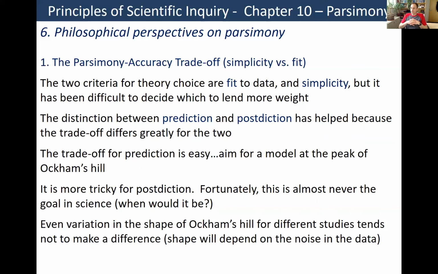Even variation in the shape of Occam's Hill, but if you collect all those data, why would you need to predict it? It doesn't make any sense. Post-diction is almost never going to be useful. Even variation in the shape of Occam's Hill for different studies tends to not make a difference. Shape will depend on the nature of the noise in the data, right? So you can imagine that that noise profile will vary from approach to approach or study to study, depending on the mechanism or method applied to the collection of the data.